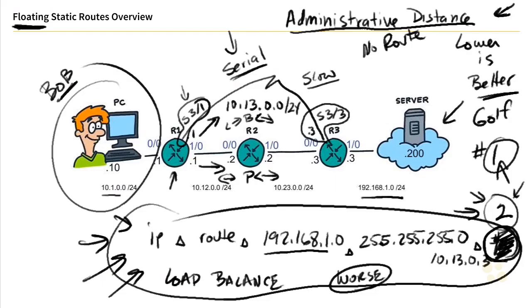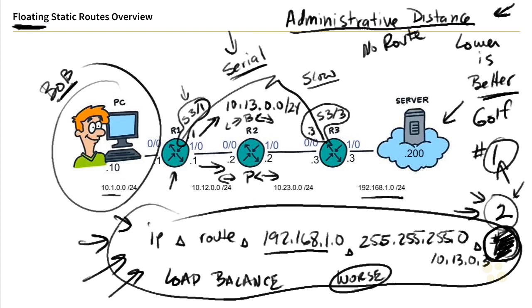Let's look at our topology. So for this new static route, we're going to say to R1, to get to the 192.168.1 network with a 24-bit mask, go ahead and use the next hop of 10.13.0.3, which is R3's serial interface that's reachable now by R1. And by default, it's going to use an administrative distance of 1. So we're going to have 2 parallel routes inside the routing table.